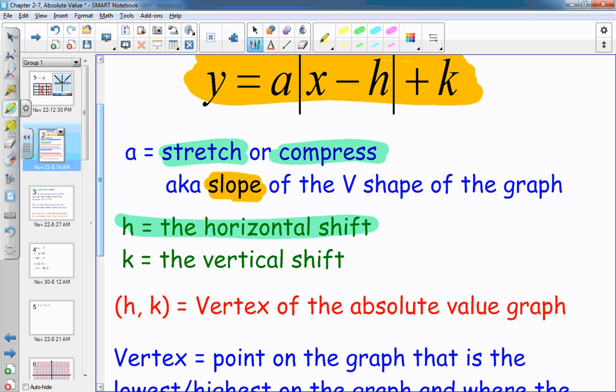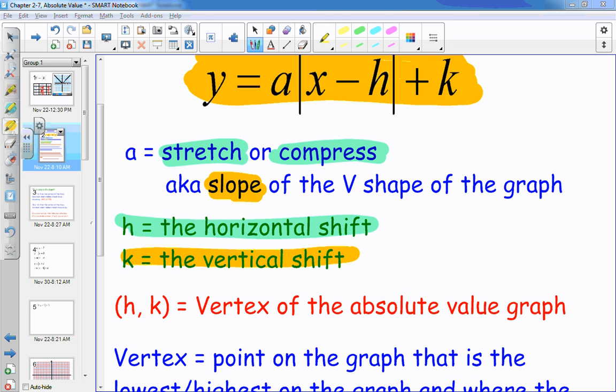Does that make sense? Now, the K value is going to be what we call the vertical shift. The vertical shift is going to move it up or down. You with me? Up or down. Every time. I am not changing anything about it. I am simply moving it up or down.